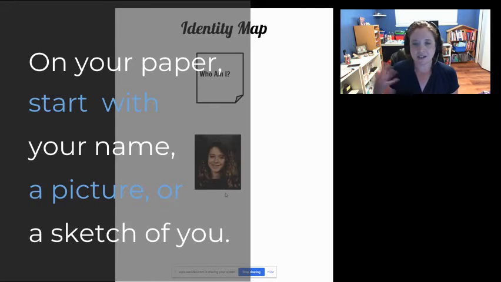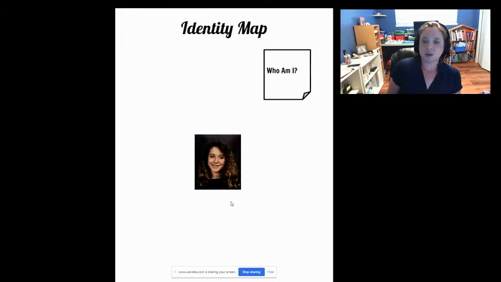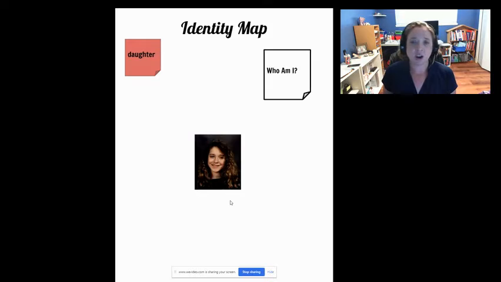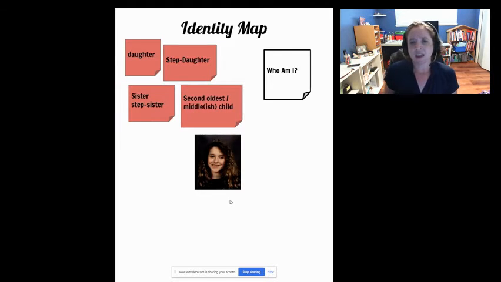And so I was trying to get back into that space, and to think about who you are, you might want to get a mirror, look at yourself, or just sit and think about who are you right now? What stands out to you? And for me, one of the things that stood out was some things about my family. So one thing is I'm a daughter. One thing of who I am, I'm also a stepdaughter. I'm a sister and a stepsister, which has kind of different roles. And I'm the second oldest or middle-ish child, depending on how you count my step-siblings.